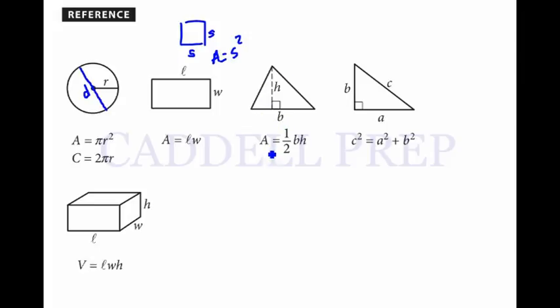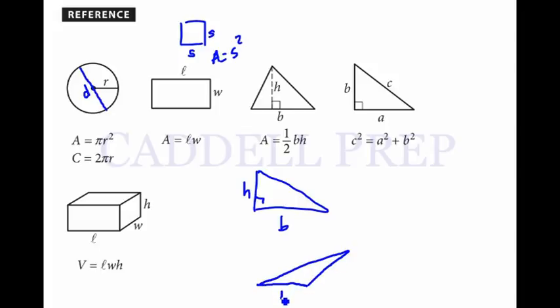Area of a triangle is 1/2 base times height. So here we have a base, we have the height drawn down. So I want to point out, if we had a right triangle, and this is the base, this side here would be the height. If we had a triangle like this, and this is the base, the height would actually come down here to where it made a right angle with the base.